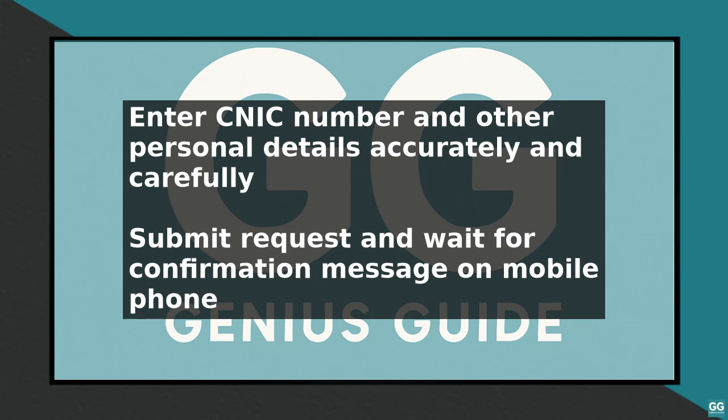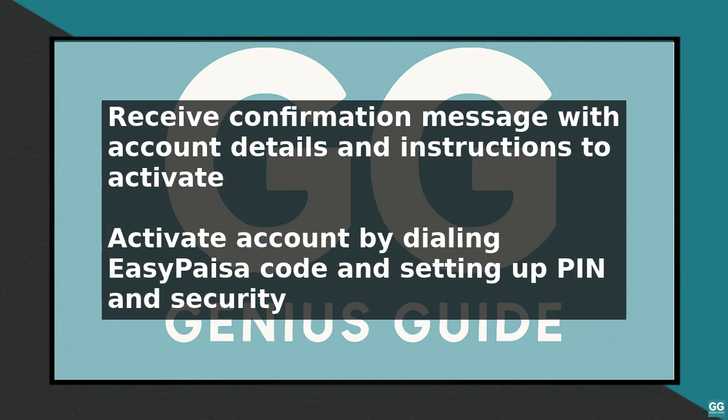You will receive a confirmation message on your mobile phone with your EasyPaisa account details, including your account number and PIN. This message will also include instructions on how to activate your account and start using it.